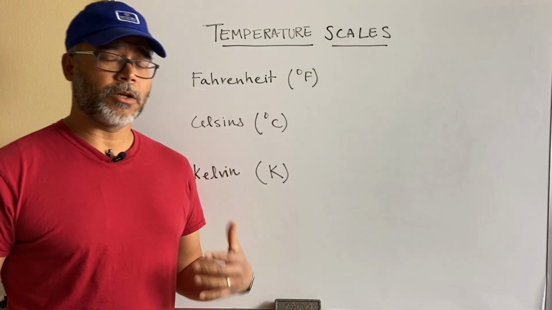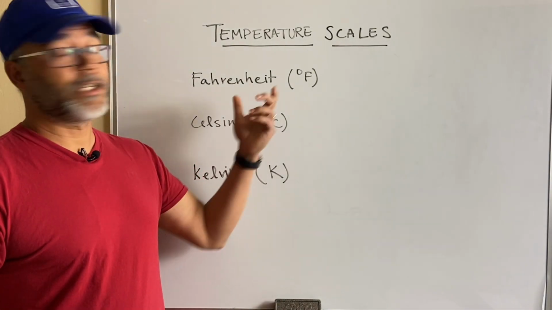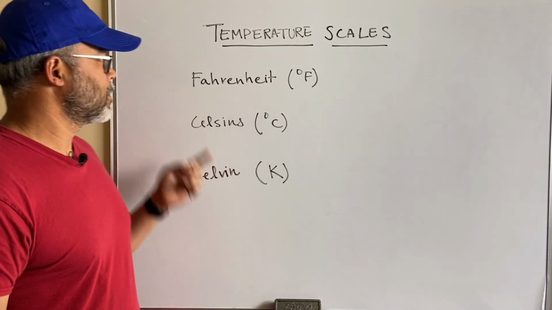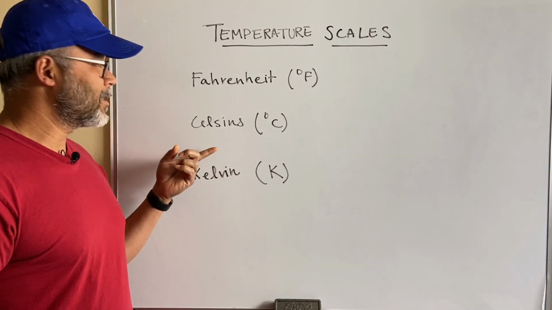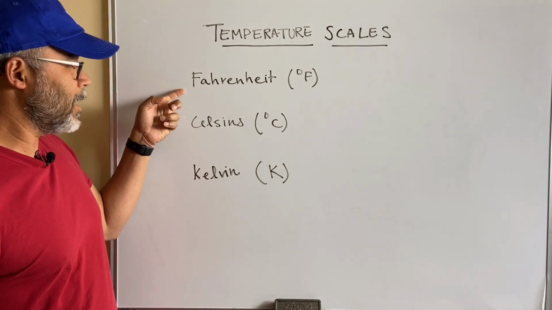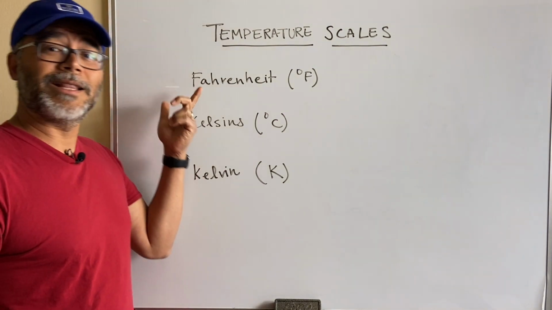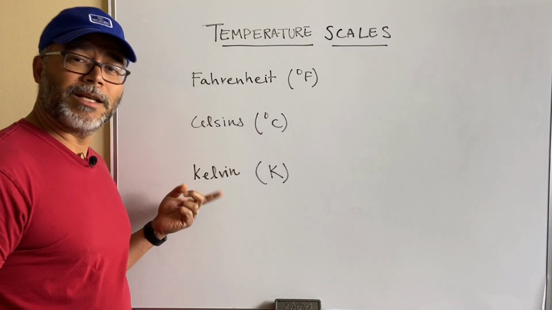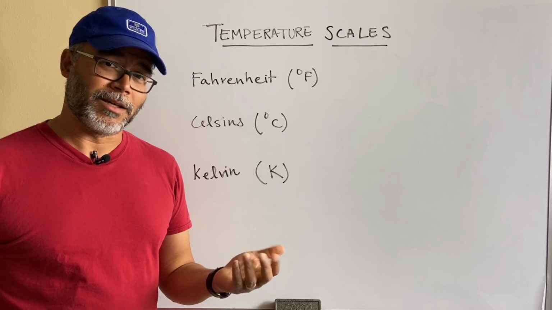So in this video, we're going to talk about different temperature scales. Okay, so we'll focus on three temperature scales: the Fahrenheit scale, the Celsius scale, and the Kelvin scale. Okay, so now the Fahrenheit scale is the scale that is used in the US. But the Celsius and the Kelvin scale is the scale that is preferred by scientists, okay?